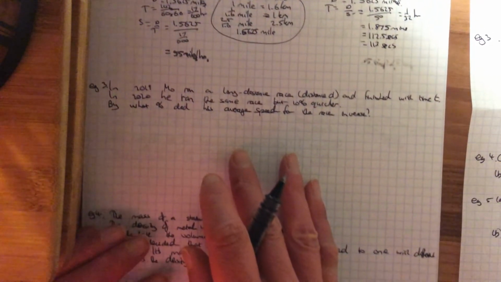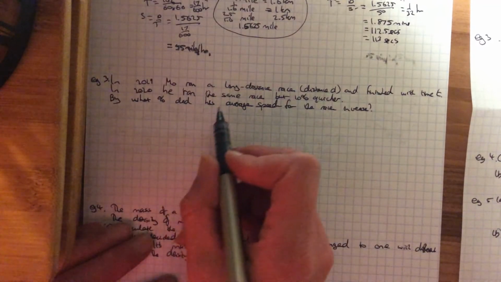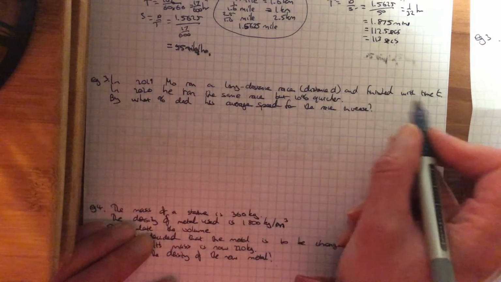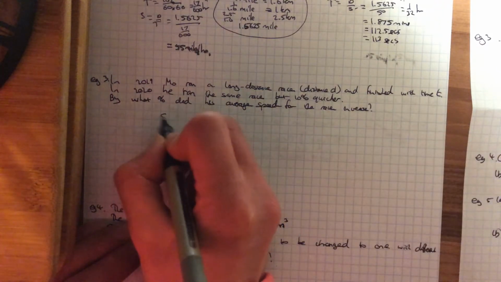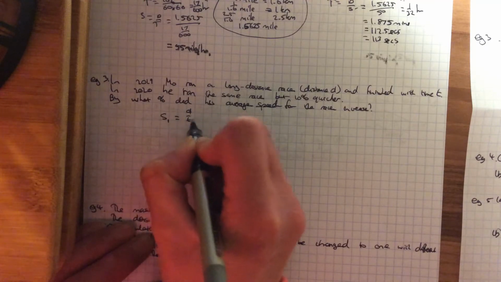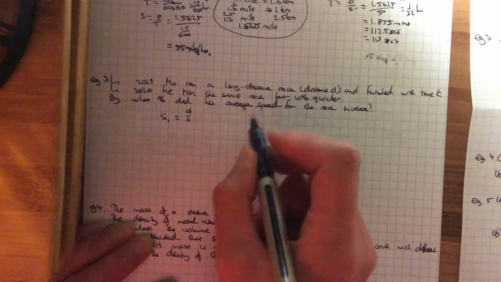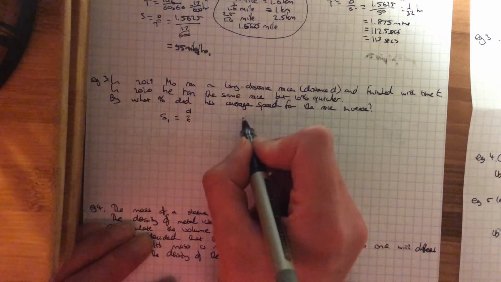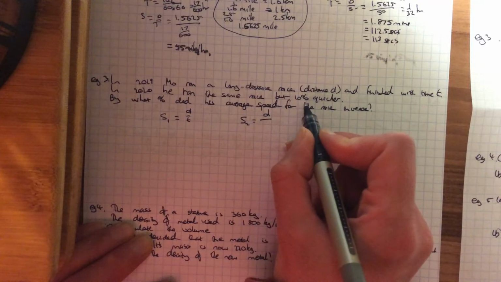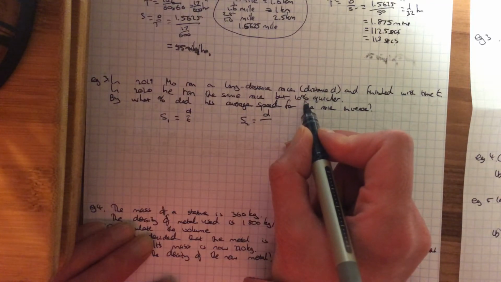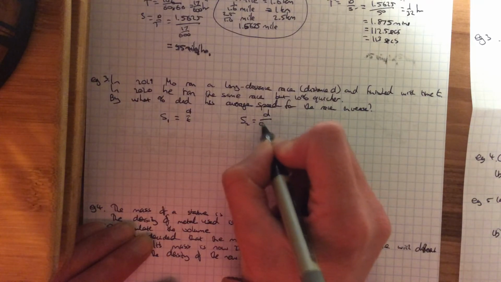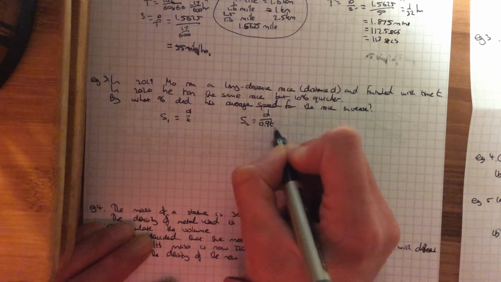The next one, example 3. In 2019, Mo ran a long distance race. His distance was D, and he finished it in time, T. So his first speed was distance over time. In 2020, he ran the same race, but it was faster. So his second speed was the same distance, but it was 10% quicker. So that meant he did it in 90% of the time. So his time is 90% of what it was before.